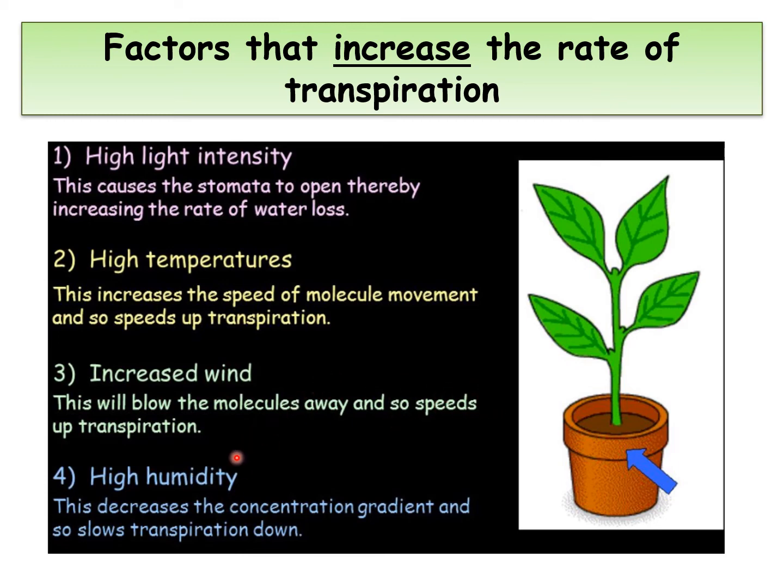This one is a bit more difficult to understand, high humidity. Now, if the humidity is higher, so obviously outside of the plant, that decreases the concentration gradient. So that means essentially there's less water molecules within the plant, but then more outside. So then this decreased concentration gradient will actually slow transpiration down. So if there's a lower humidity, that would then increase the rate of transpiration in contrast.